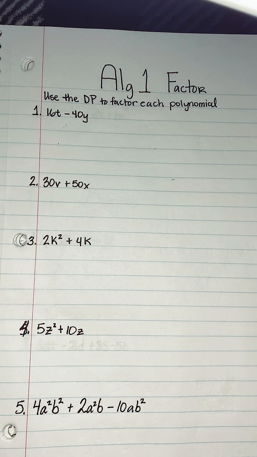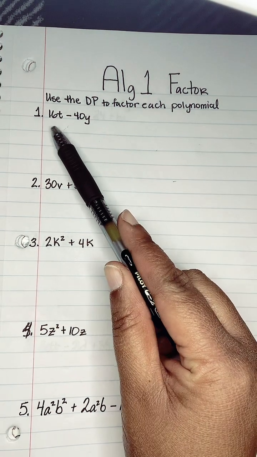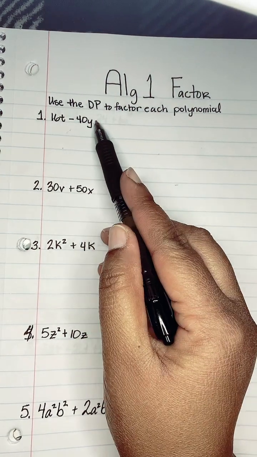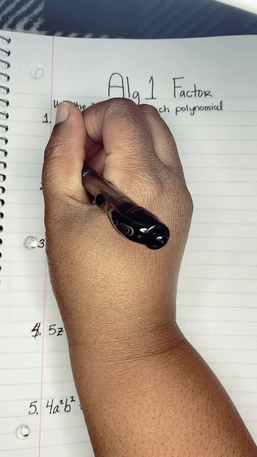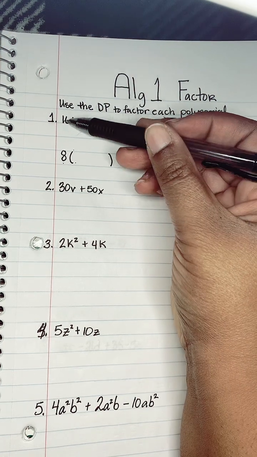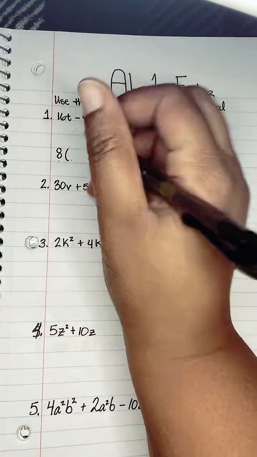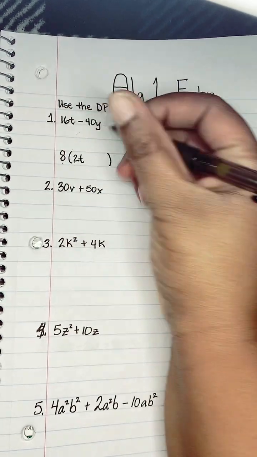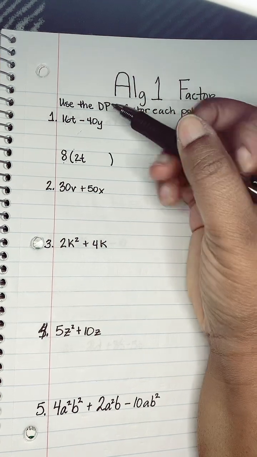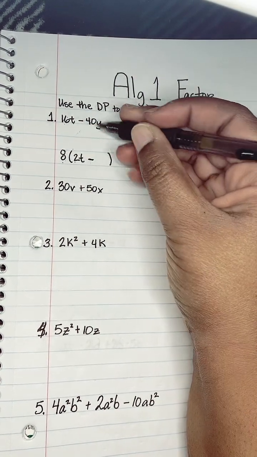Alrighty, so when we think about factoring, we're thinking about the greatest common factor, okay? So we're trying to decide what can we take out of 16 and 40. And both of these have 8. So we could take out an 8, okay? And then what we're asking ourselves is 8 times what can give us 16t? Well, 8 times 2t, because 8 times 2 is 16, and then bring the t with it, will give us minus 8 times what will give us 40y.